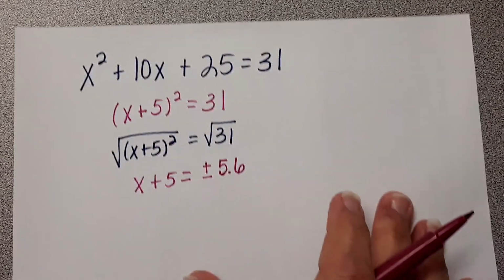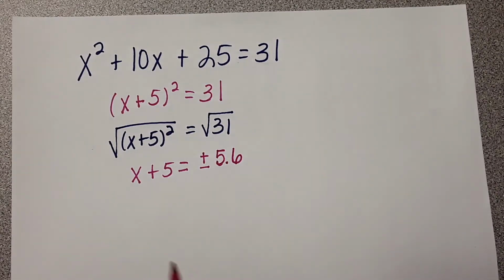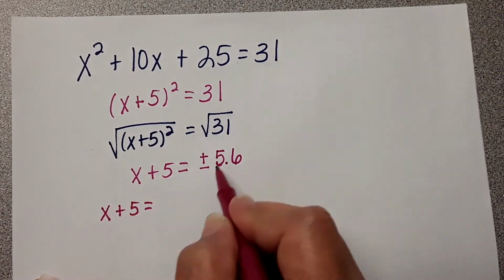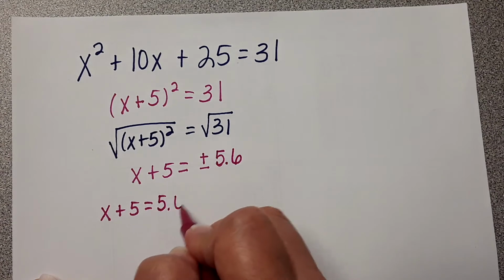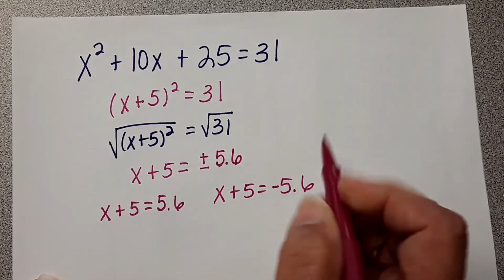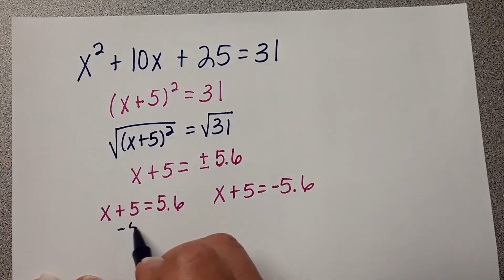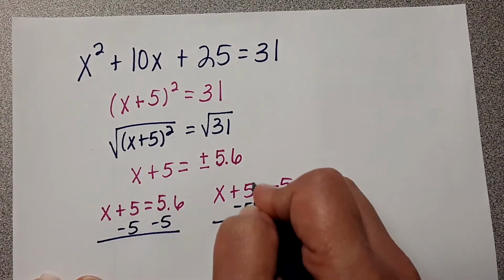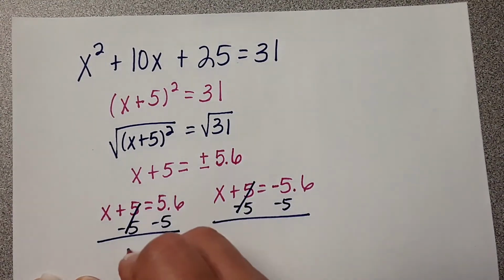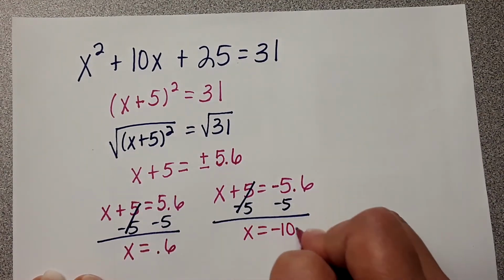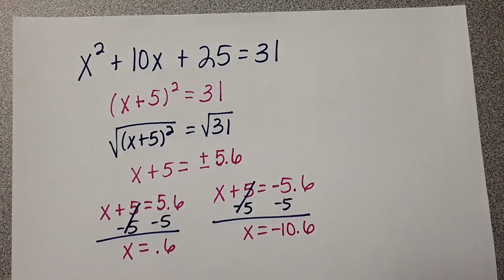I'm actually going to set it up like one of the students in class did, because I think that some of you might like it a little bit better. Set it equal to your positive number, and then set it equal to your negative number. And then you can subtract 5 from both sides. And x equals 0.6. x equals negative 10.6. I hope that helps.